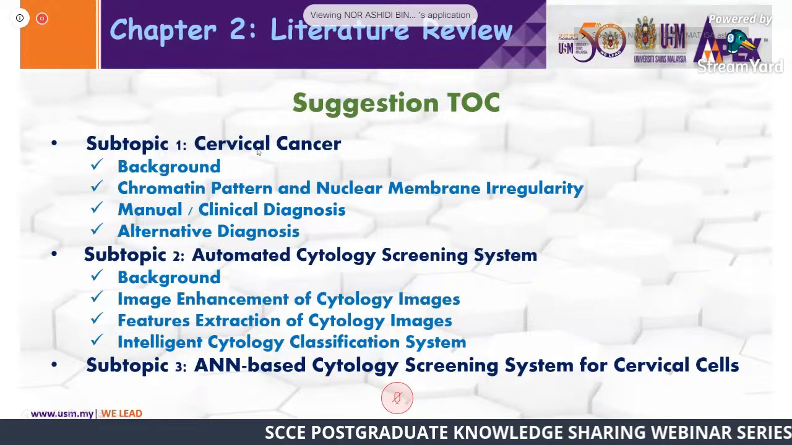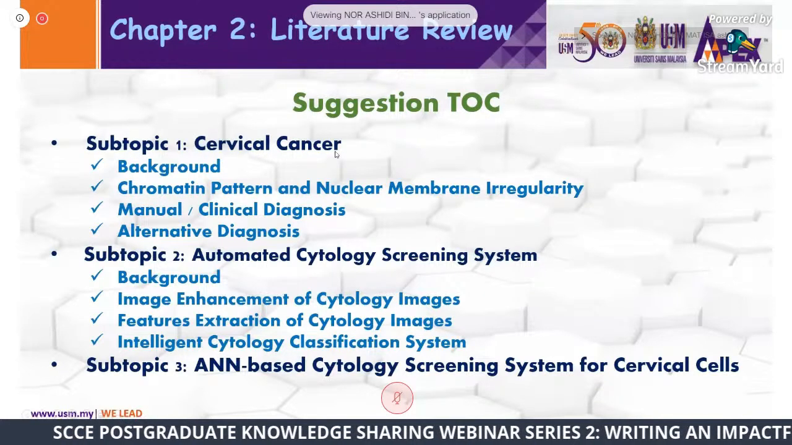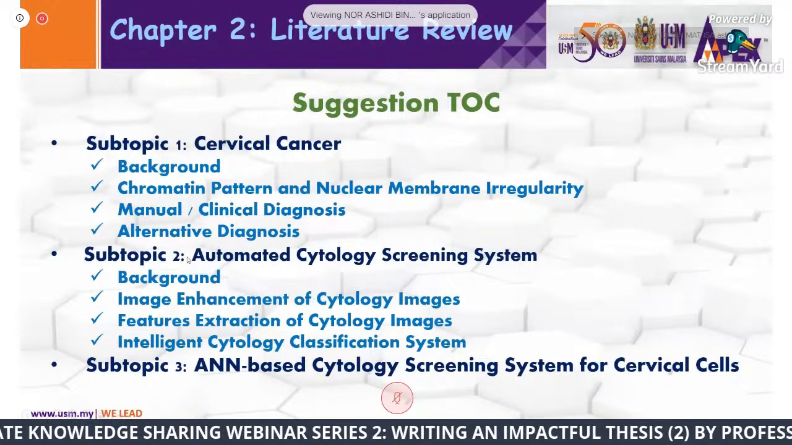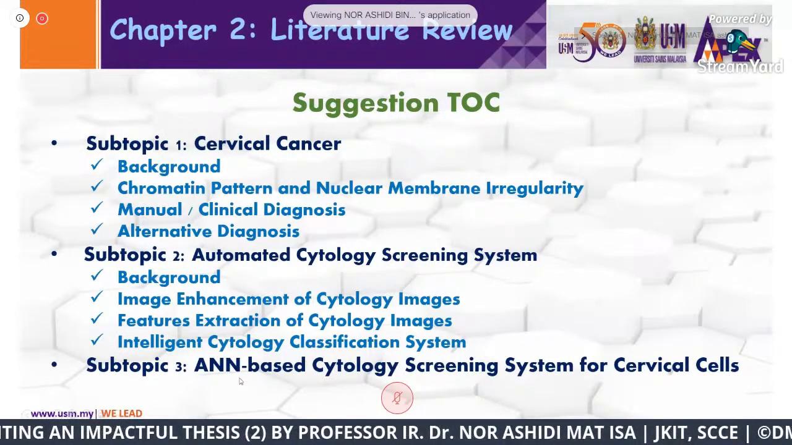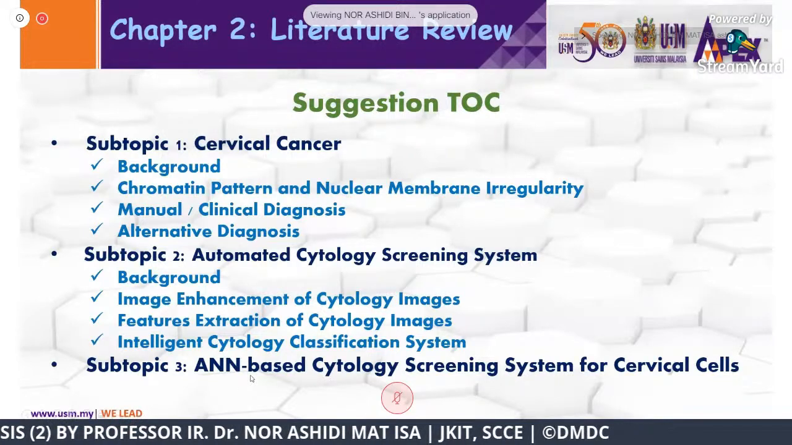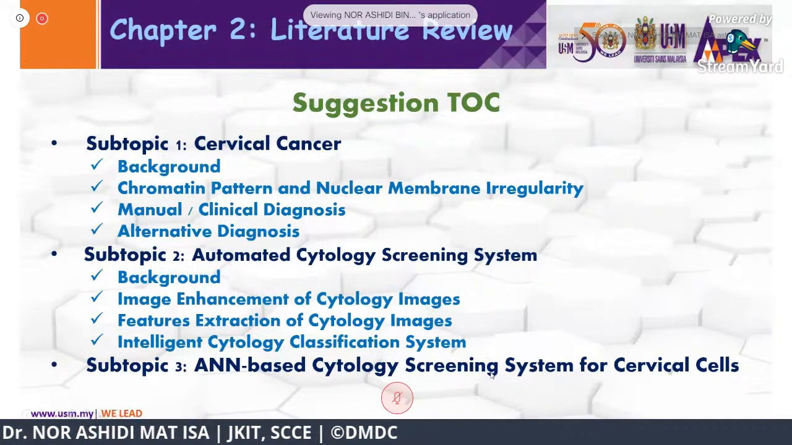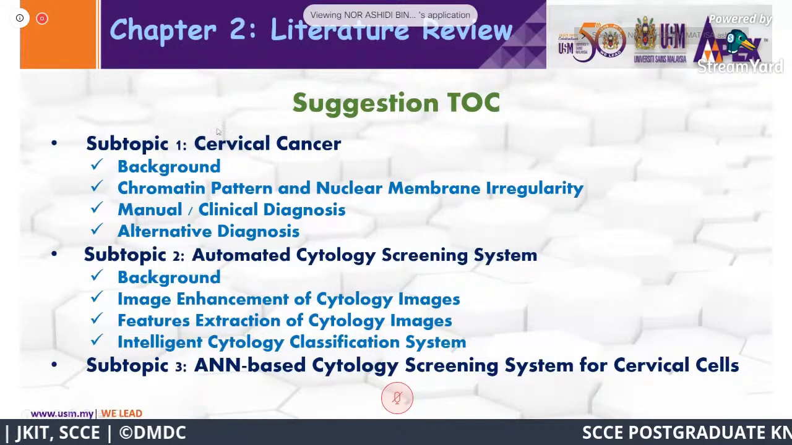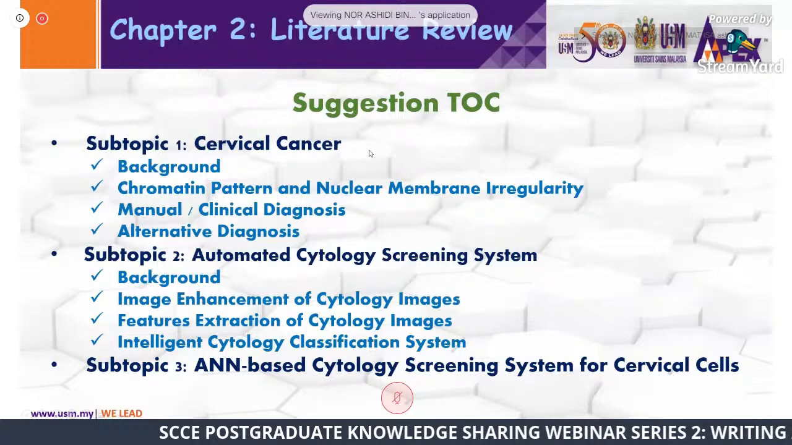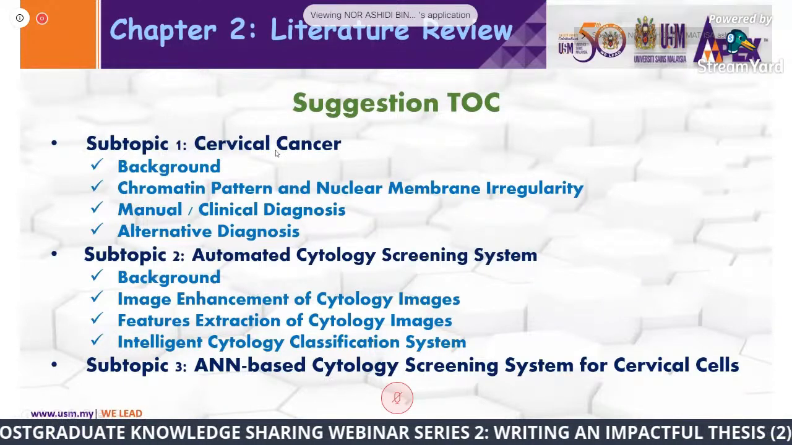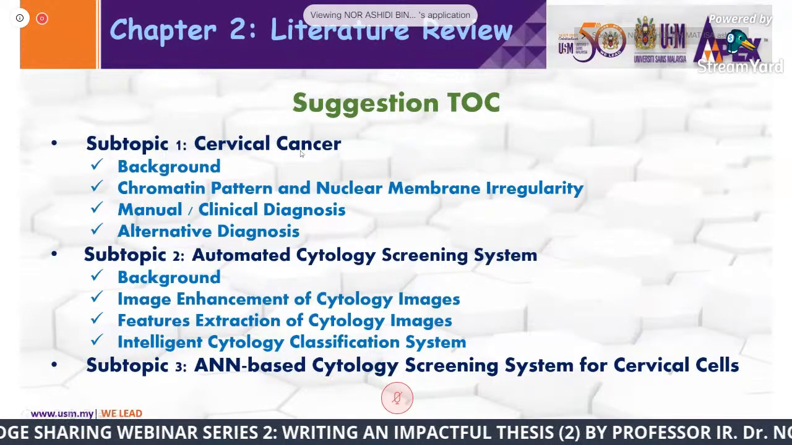Okay, so the general one will be cervical cancer. The general one for subtopic 2 is the automated cytology screening system, and the general subtopic for subtopic number 3 is the ANN-based cytology screening system for cervical cancer. Okay, now you have identified that the first general subtopic is cervical cancer.